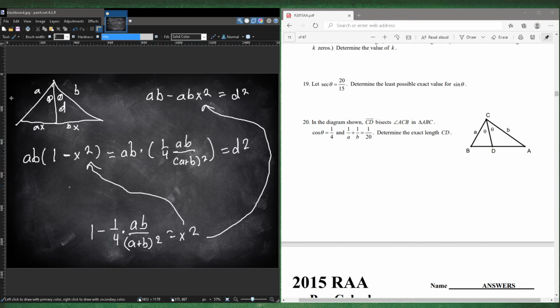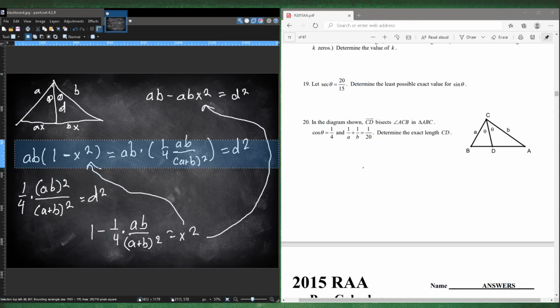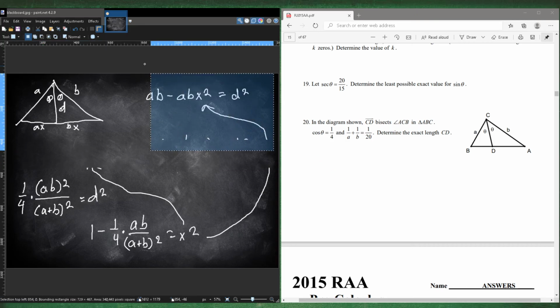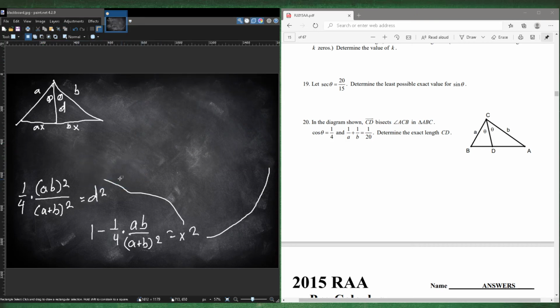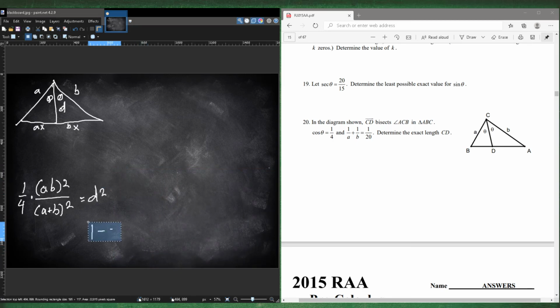So this would just come out as 1/4 times a times b times a times b is a times b squared over a plus b squared is equal to d squared. So this is what we need to find out. And we already have all the information to get the value of d squared. So just delete all of this. And now just find out this value.